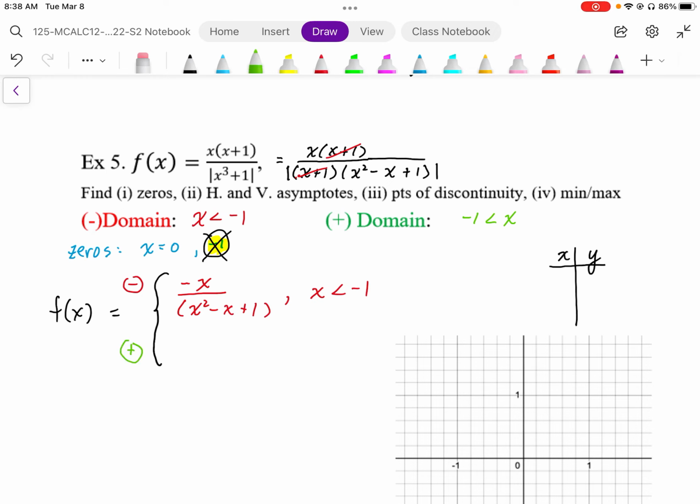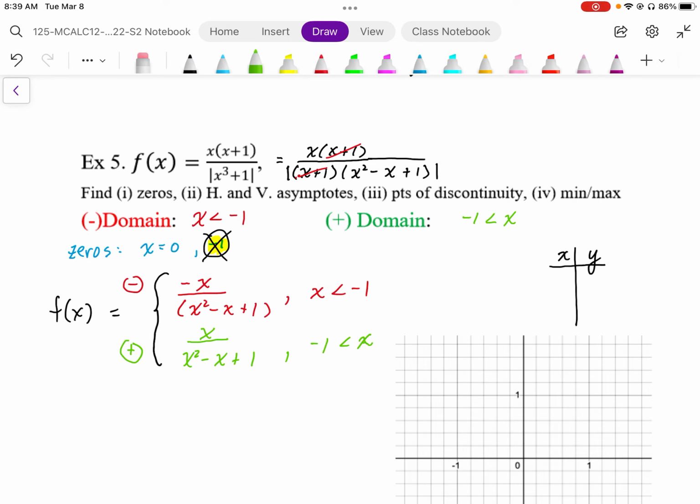For the positive version of this, I'm going to have x over, we're going to cancel those x plus 1's, and so it's just going to be x squared minus x plus 1. And the domain of this is going to be for x is greater than -1. Okay, so this is our piecewise function.